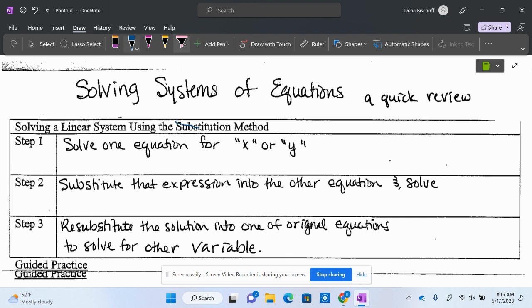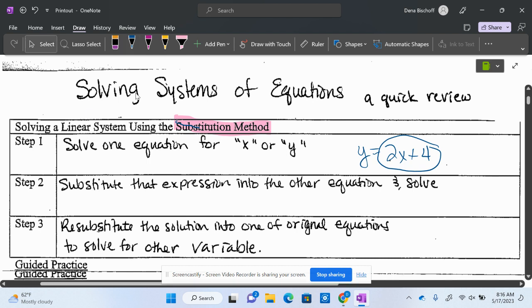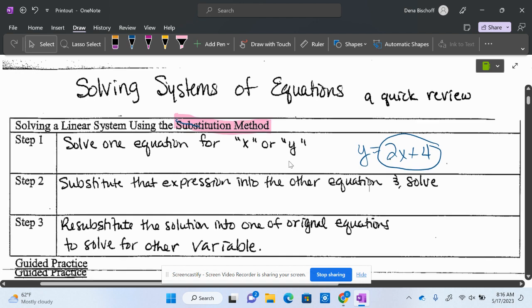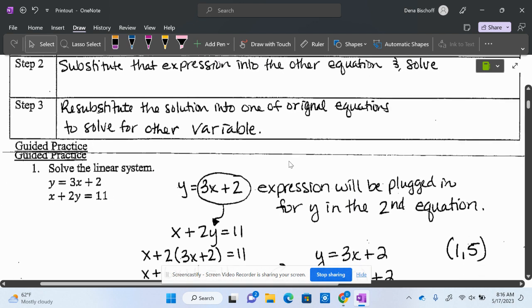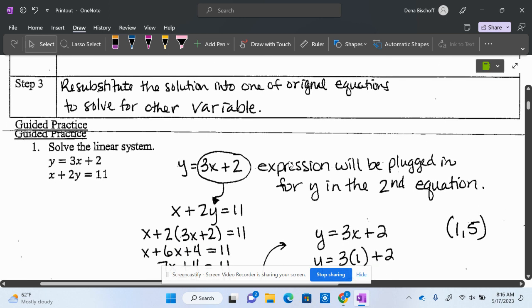We're going to solve using substitution. And what does substitution mean? Well, it means that you're going to get one variable all by itself, either x or y, and you're going to take the expression that you have left over. So like if you have an equation y equals 2x plus 4, you're going to take this expression and plug it in for y in the next equation and solve it. And then you're going to take that solution for x and plug it in and figure out y. Remember that all of your solutions to a system are what? Solutions to systems are ordered pairs. They are ordered pairs. They are x and y.